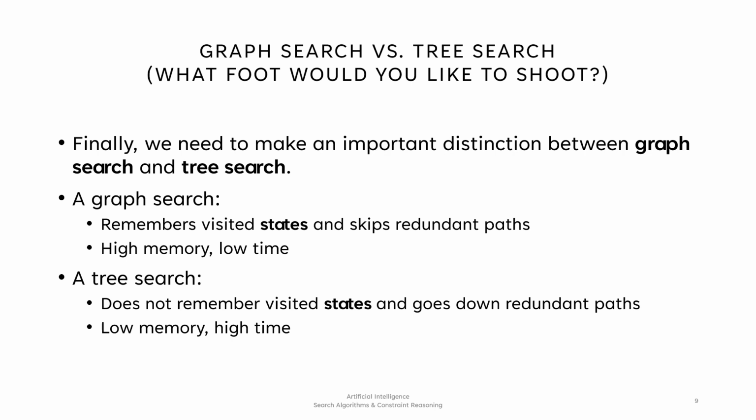Then tree search. This does not remember visited states, and it's going to go down redundant paths, but it's also low memory, high time. The thing with a lot of search algorithms, especially with the sort of games that we're doing here, is that we're going to have crazy numbers of states. So almost always, tree search is going to be AI. Dr. Mitra talks about this in his slides. Basically, all AI is going to be tree search because we're dealing with data sets that are just incomprehensible for a graph search.